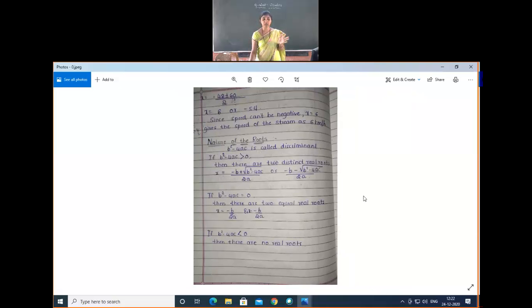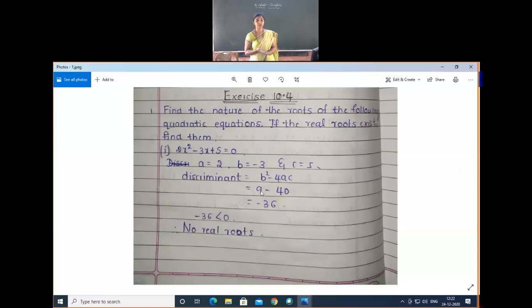Now we have to work out the exercise problems related to this topic. Examples also we have to discuss. Examples we'll discuss after the exercise discussion. First we'll see the exercise only. Okay, exercise 10.4. Now we have to start exercise 10.4. One minute.